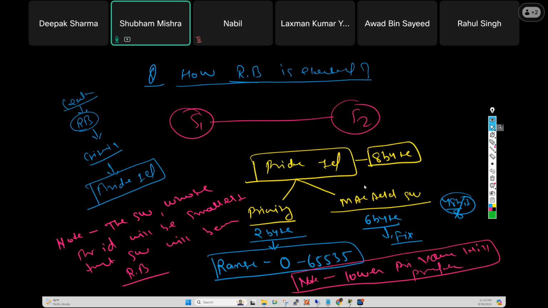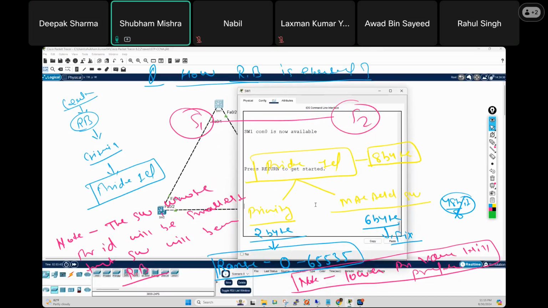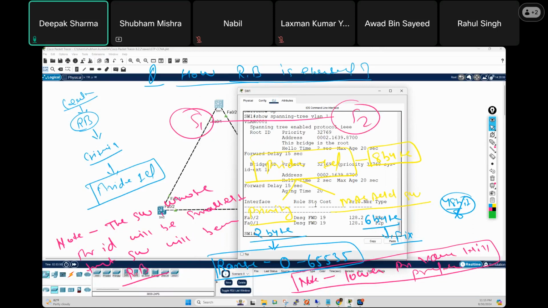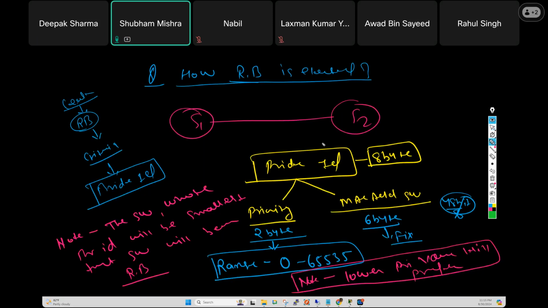By default, what is the priority on the switch? Let me open it. 32769. So in spanning tree, for example, VLAN 1, I write VLAN 1 here. What is the priority here? 32769. No problem. Why 32769? We will discuss these things later.